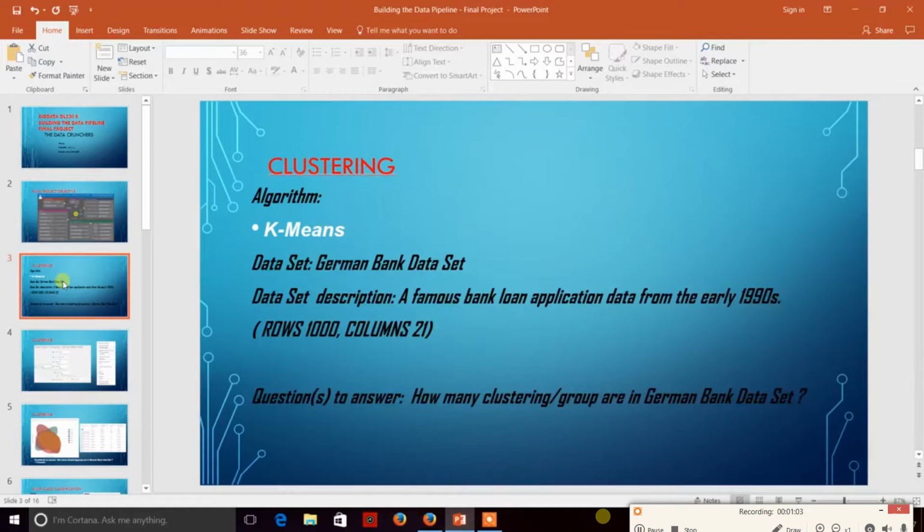The main idea for the clustering was to try to discover the structure of the data set, and it was the German bank data set. We use k-means, as I said before. The data set is 1,000 rows and 21 columns, and we want to understand how many clustering groups are in the German bank data set.